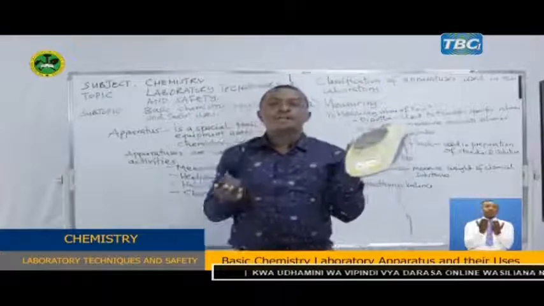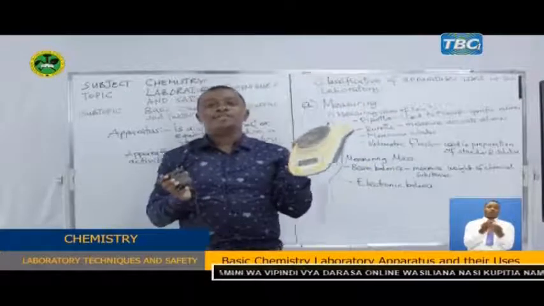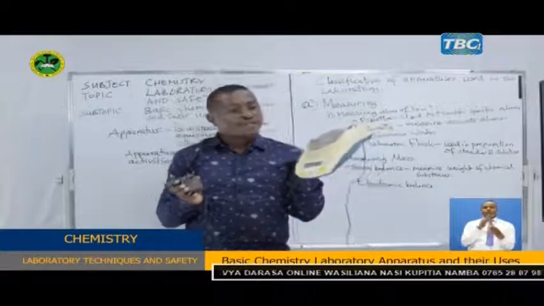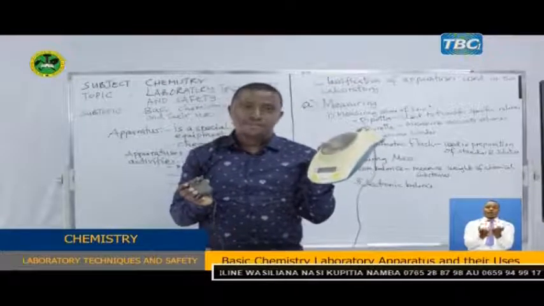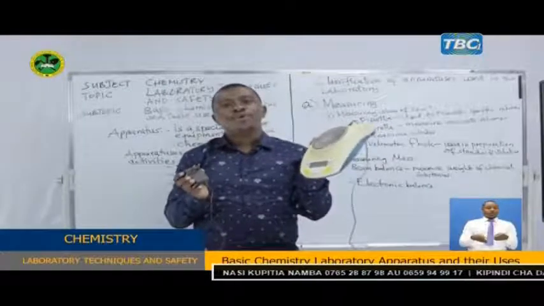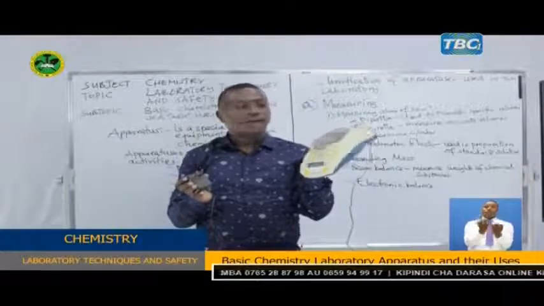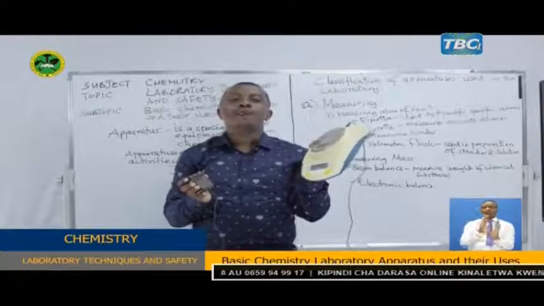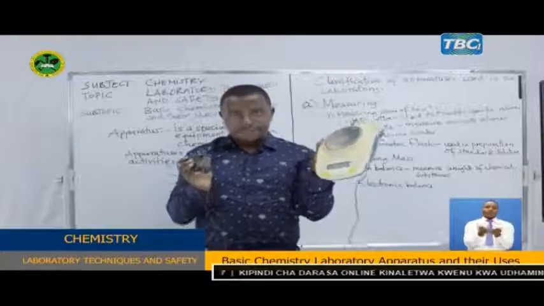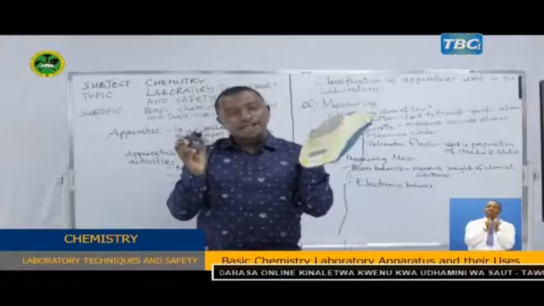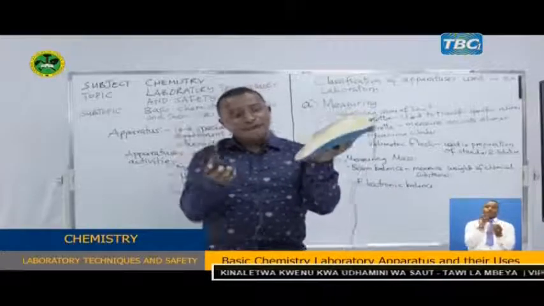This one here is much more advanced. It is used to measure accurate weights of substances. It gives the accurate weights of substances. It can measure even a small amount of weight. So it is known as an electronic balance or a digital balance.